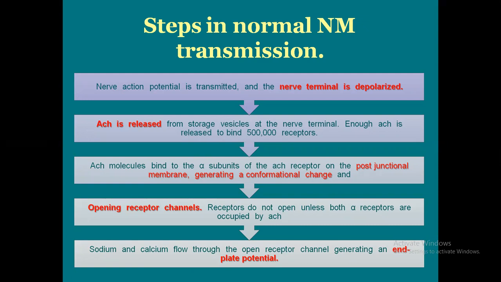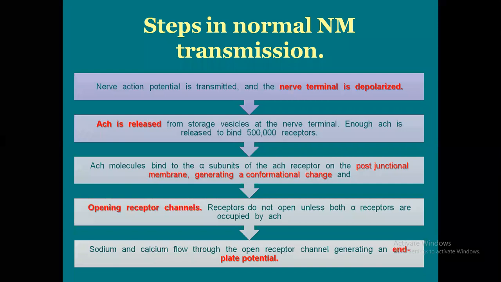Acetylcholine molecules bind to the alpha subunit of the acetylcholine receptor on the post-junctional membrane, generating a conformational change and opening of receptor channels. Receptors do not open unless both alpha subunits are occupied by acetylcholine. Sodium and calcium flow through the open receptor channel, generating an end plate potential.